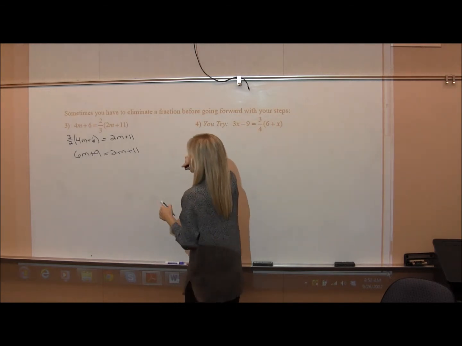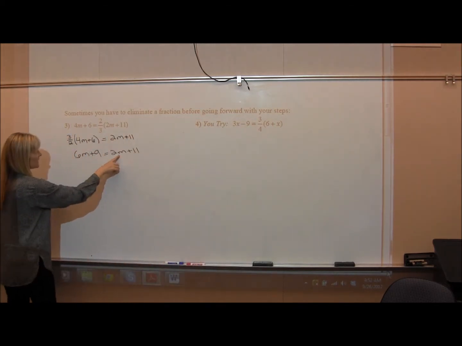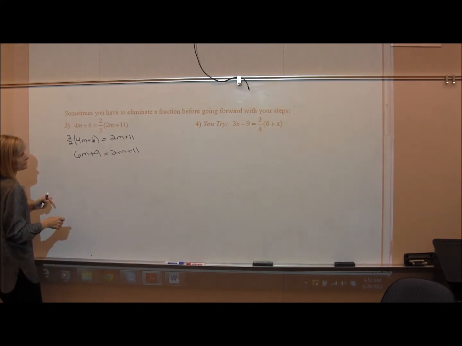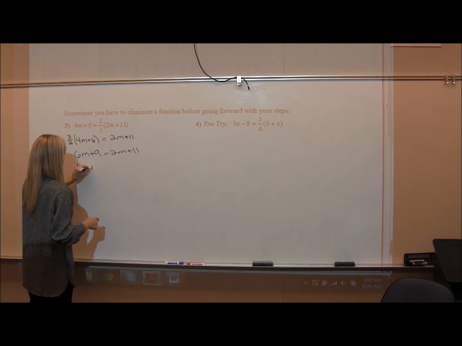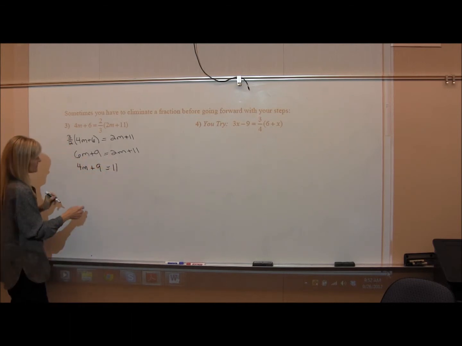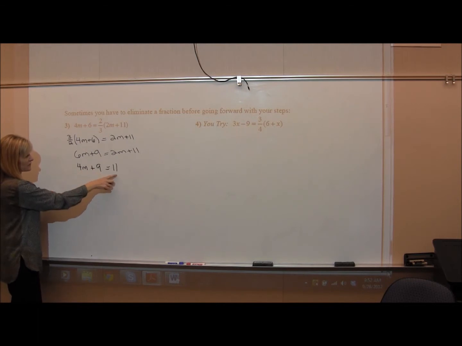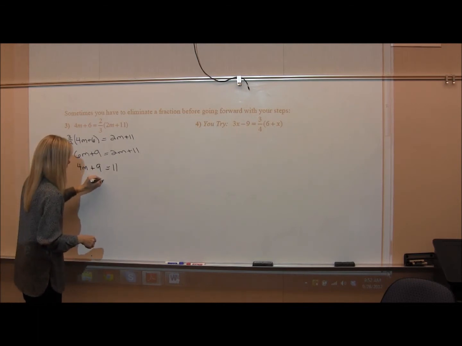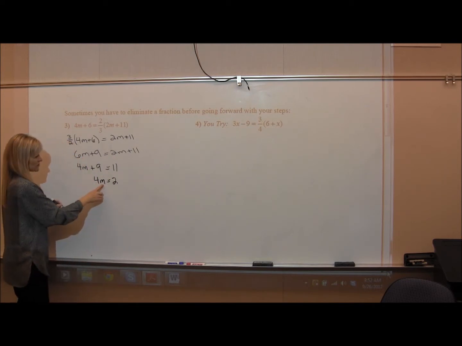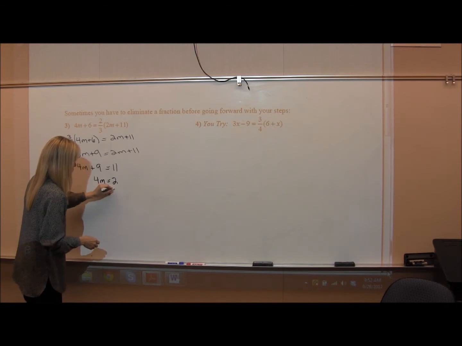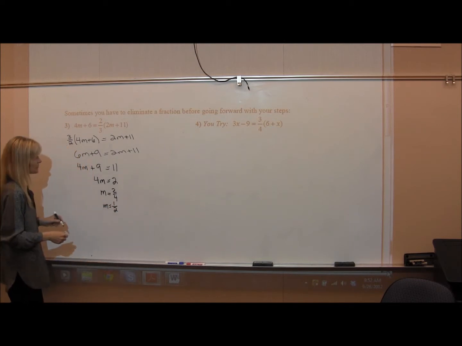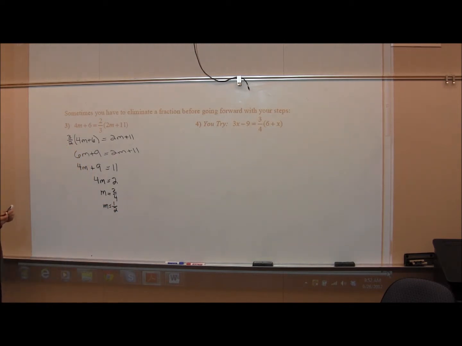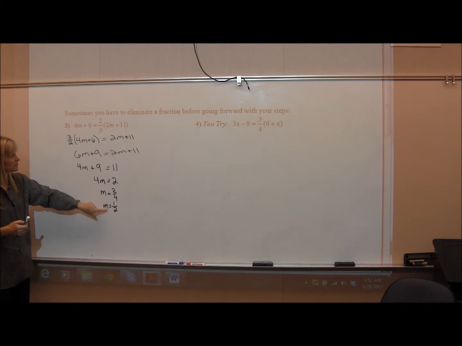Now I move on to my next step of getting all my variables on one side. So I'm going to subtract 2m from both sides, so that gives me 4m plus 9 equals 11. Then I want to isolate my variable terms, so I'm going to subtract 9 from both sides. 4m equals 2. And then I want just 1m, so I'm going to divide both sides by 4. So m equals 2 over 4. And I have to simplify that fraction. m equals 1/2. And again, in your homework, it'll often say go back and check, which means plugging this back in.